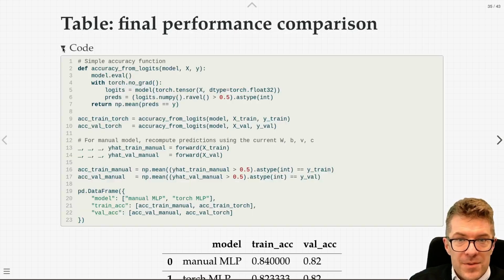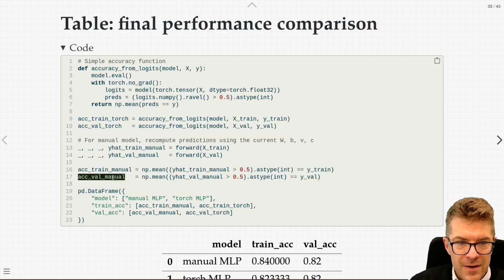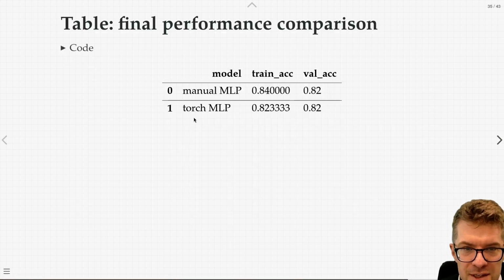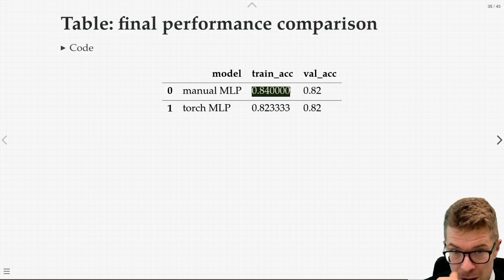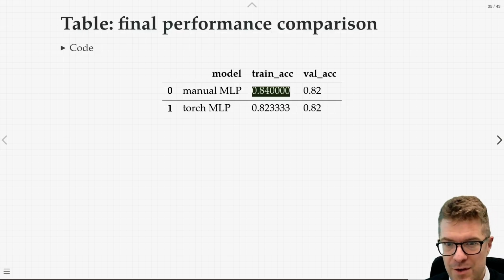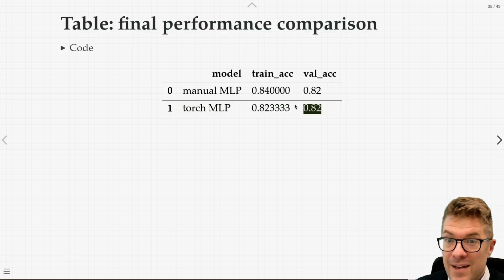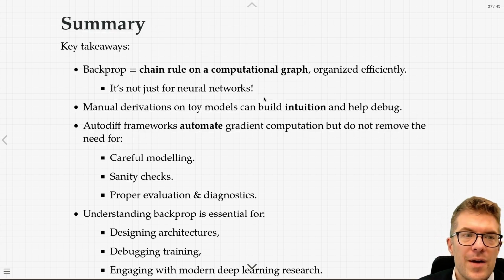Our final comparison. We're going to do a little accuracy function here to compare the ends of these processes. Our manual approach ended up with a training accuracy of 84% and a validation accuracy of 82%. PyTorch got a final training accuracy of 82.3% and a final validation accuracy of also 82%. So in the end, regardless of loss, our accuracies ended up being exactly the same on validation, which at least is comforting.